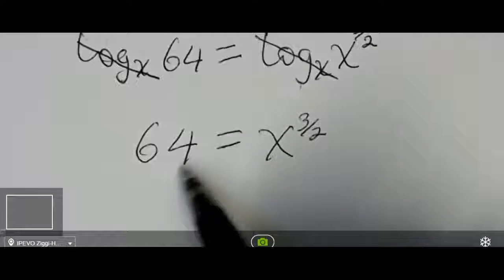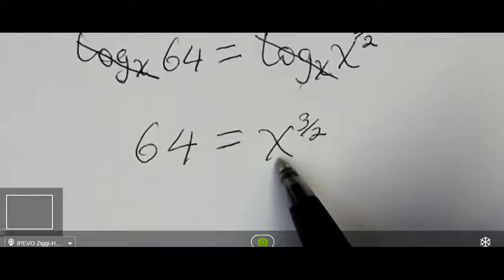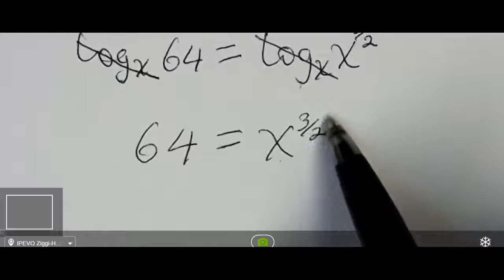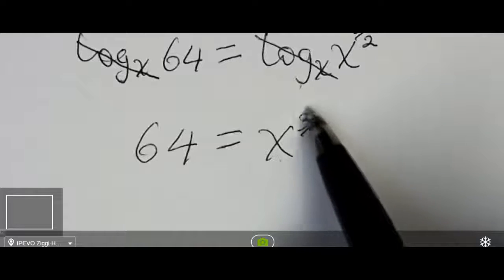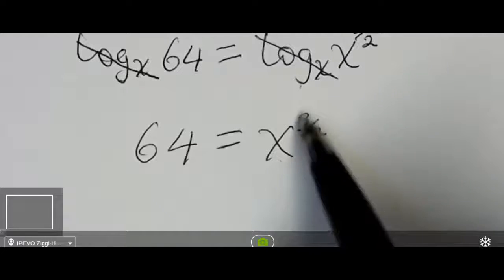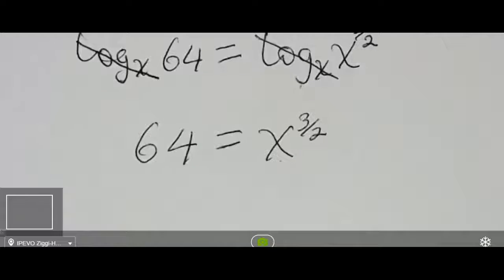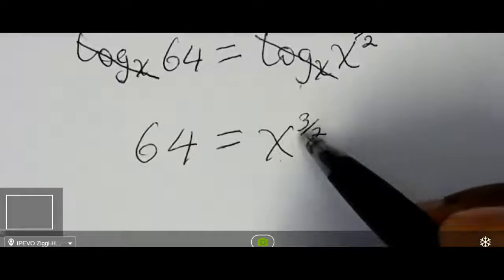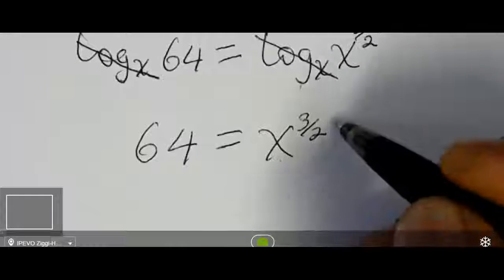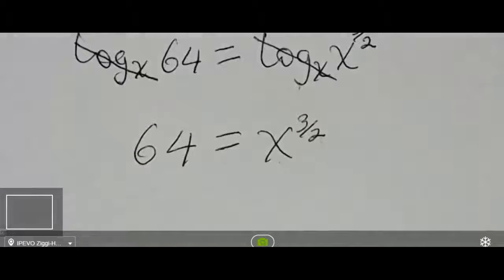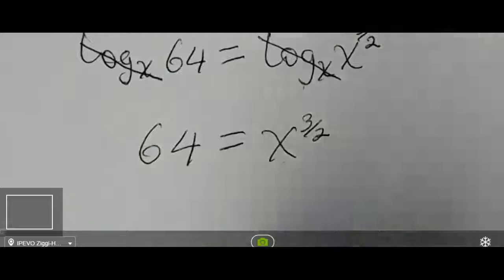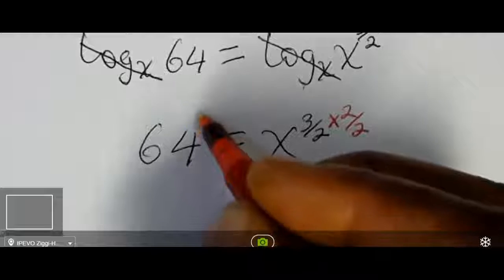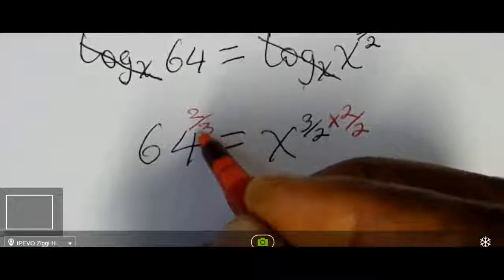So now, since the variable is at the base, we try to make the exponent be the same, but it will be more difficult to find what you can multiply by this exponent to get 64. So the easiest one is to try to make this exponent equal 1. And what will make it 1 is the reciprocal. The reciprocal of 3/2 is 2/3. So multiply both sides by 2/3. So we're going to make this exponent 2/3 also.